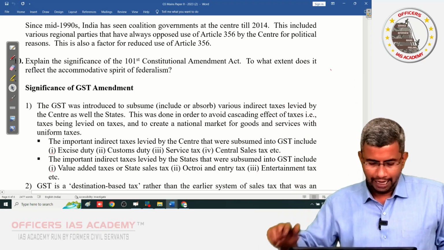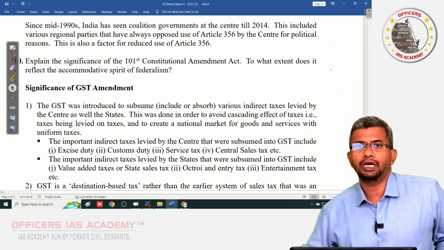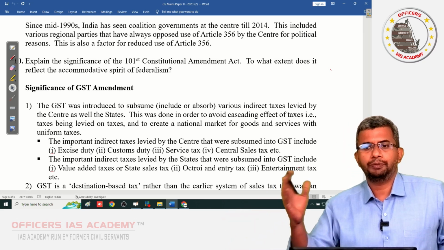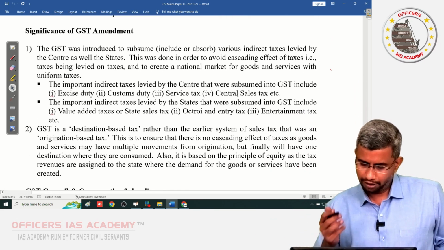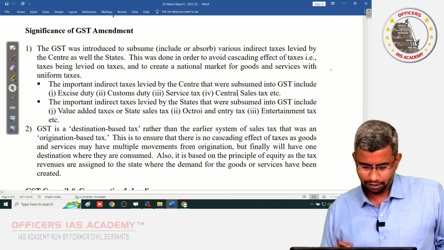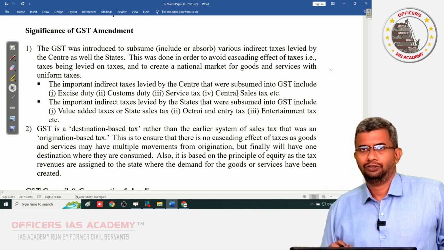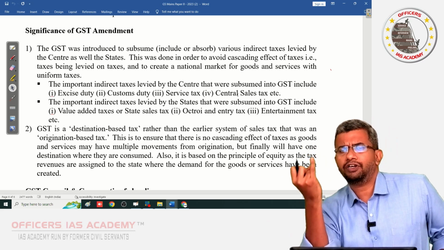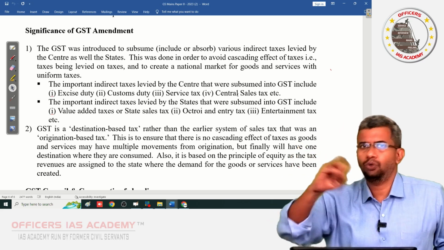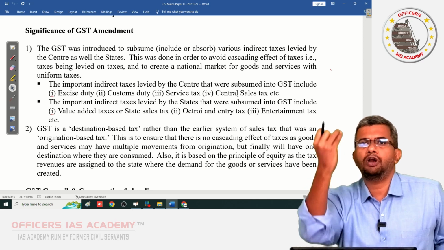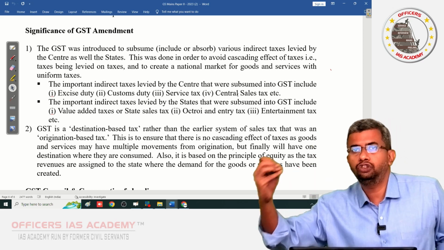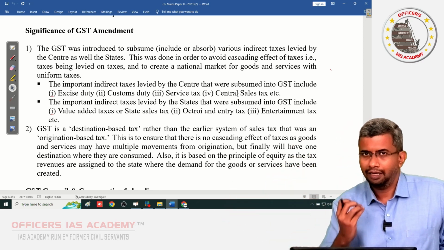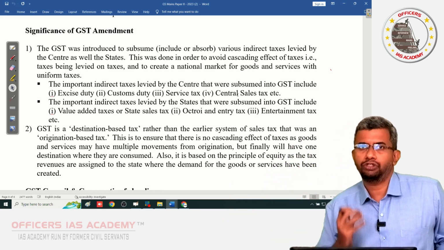And finally, explain the significance of the 101st Constitutional Amendment, which is the GST amendment. To what extent does it reflect the accommodative spirit of federalism? So, the GST amendment was introduced to subsume the indirect taxes. It's a destination-based tax, so that the cascading effect of taxes is removed. So, two things, guys. Cascading effect of taxes, tax on tax should go away. And secondly, it is based on the principle of equity, where the consuming state, the destination state, gets the share of the tax revenues. That is the essence of the constitutional amendment which should be brought out in the first part.